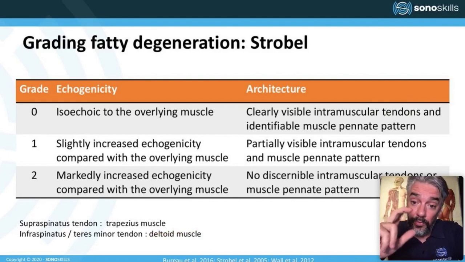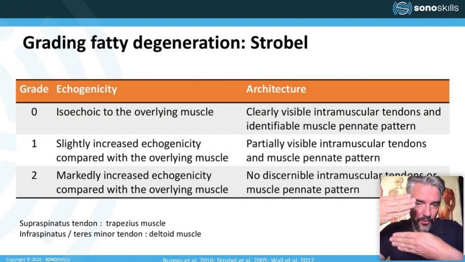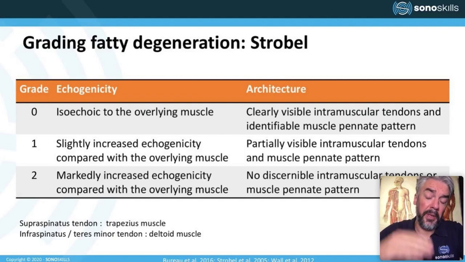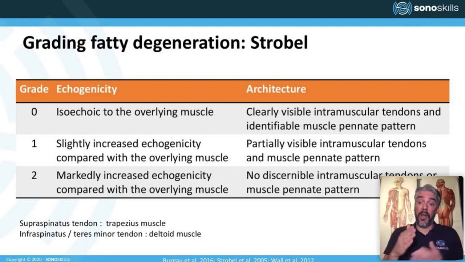So for all those 3 muscles, you can actually use this Strobel classification. They should be similar in echogenicity, but if there is fatty infiltration, you will see that it starts getting more hyperechoic, a brighter, hyperechoic white appearance. And then you can grade it as slightly or markedly increased echogenicity.